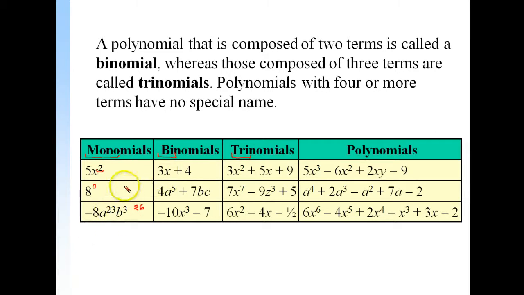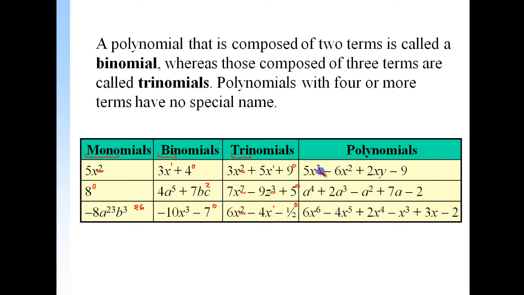23 plus 3. The degree of this term is 1. This one's 5. This one is 2, 3, 0, and this one's 0. So this is 2, 7, 3, 1, 0, 2, 1, 0.